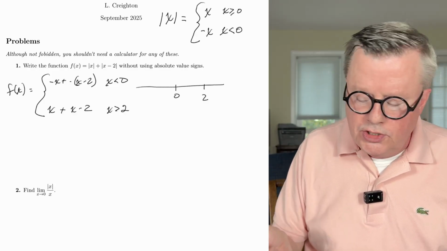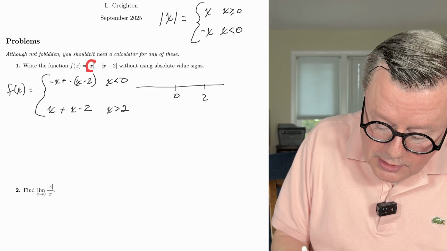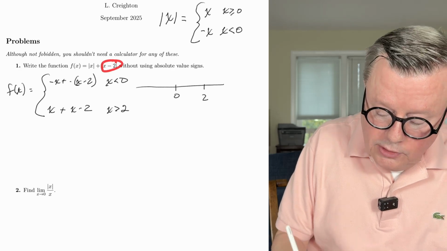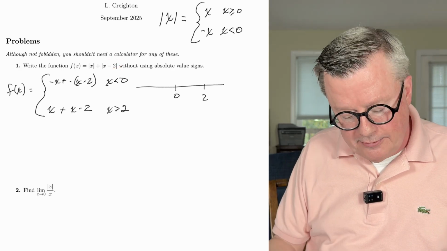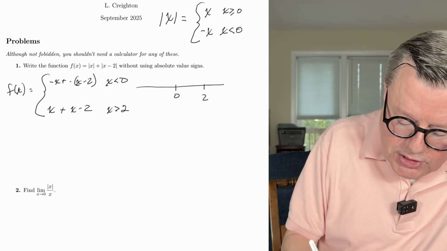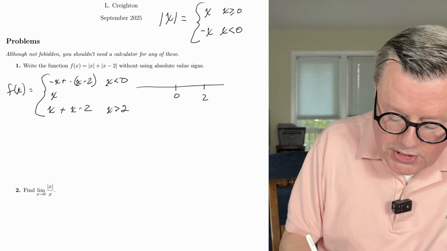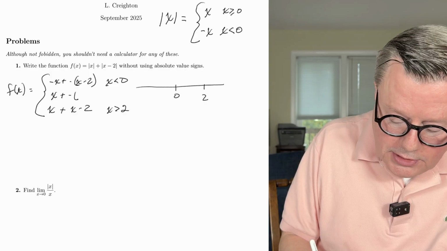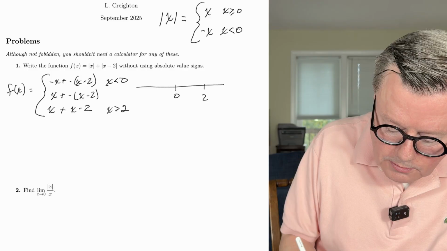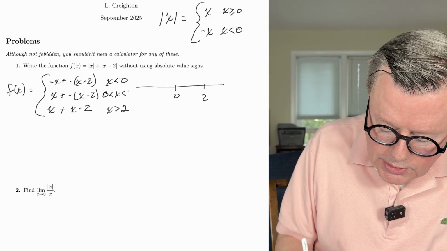It's in between 0 and 2 that we've got something interesting happening. In between those two parts, the absolute value of x is positive, but the absolute value of x minus 2 is negative. So how am I going to express that with my piecewise function? I'm going to say that the first function is just itself, x, but the second function is its opposite, negative of x minus 2. So that is for 0 less than x less than 2.